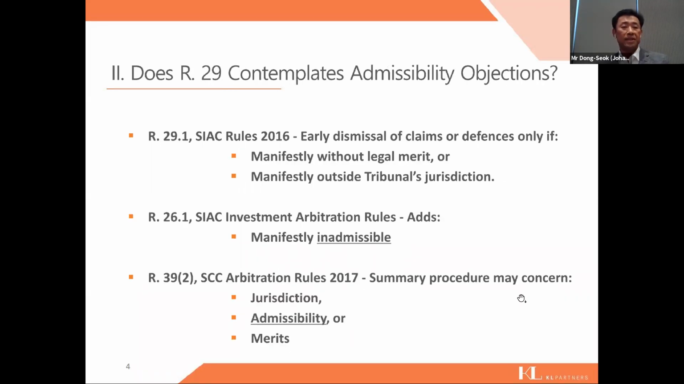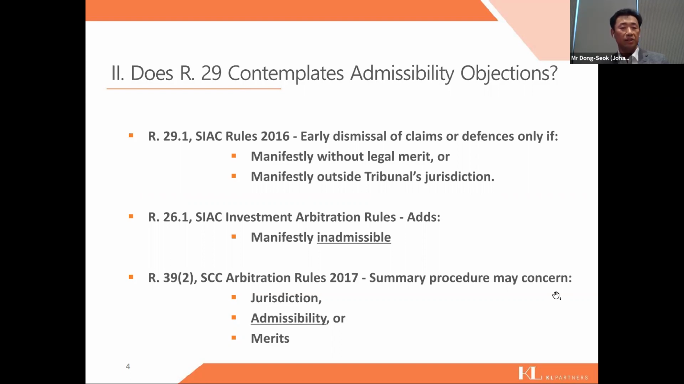So I will now come to my second query, that is, do the early dismissal procedures under Rule 29 cover admissibility objections? Both the 2016 SIAC rules and the 2017 SIAC investment arbitration rules provide for nearly identical early dismissal procedures, with one difference. The SIAC investment arbitration rules specifically provide early dismissal on the additional ground that the subject claim or defense is manifestly inadmissible.